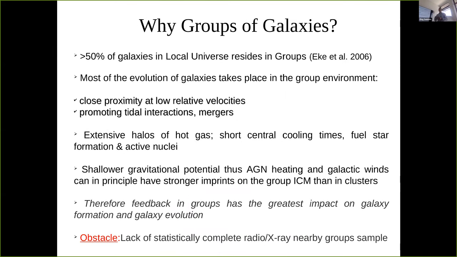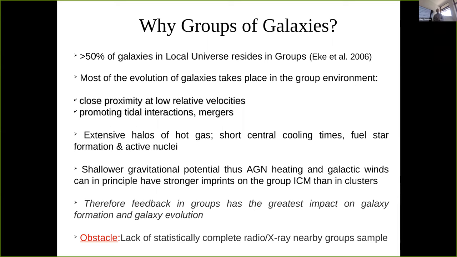Well, more than half of the galaxies in the local universe reside in groups, and most of the evolution of galaxies takes place in the group environment. Galaxies are in close proximity at low relative velocities, which promotes tidal interactions and mergers. Some of them, of course, also possess extensive halos of cold gas. They have short central cooling times, and they can fuel star formation and active galactic nuclei.